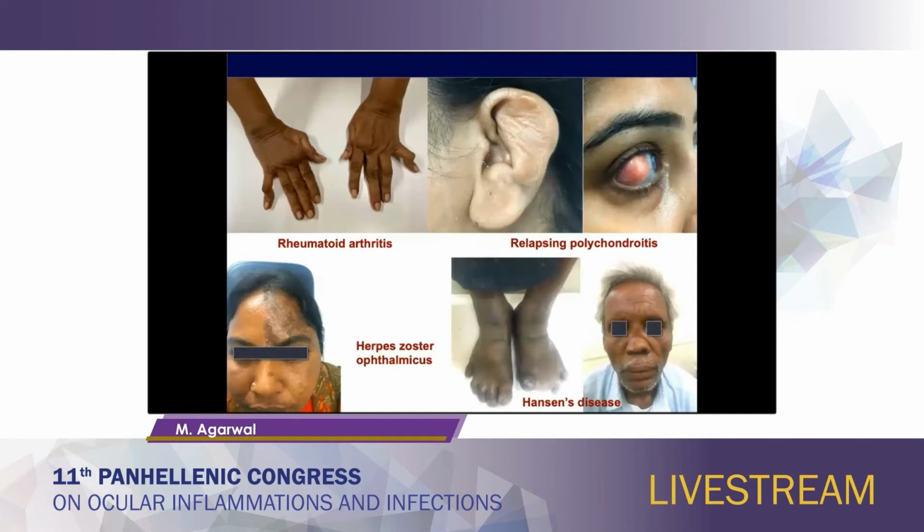There are a few cases where we see systemic associations: patients with rheumatoid arthritis, the swan neck deformity of the fingers. This is a swollen pinna in a patient with relapsing polychondritis, a patient with herpes zoster ophthalmicus involving the left side of the face, a patient with Hansen's who also presented with scleritis.